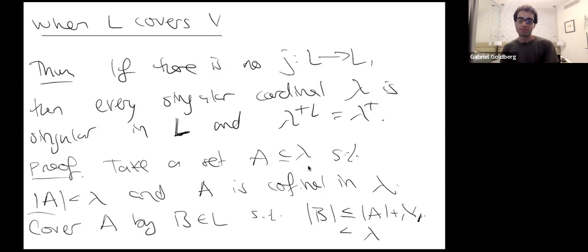It's important here to notice it really was required that lambda was a singular cardinal, not just a singular ordinal. There will be ordinals that are singular that are not singular in L. Or there will be, but it's consistent that there are, even in this context, where we're in the covering side of the Jensen dichotomy.